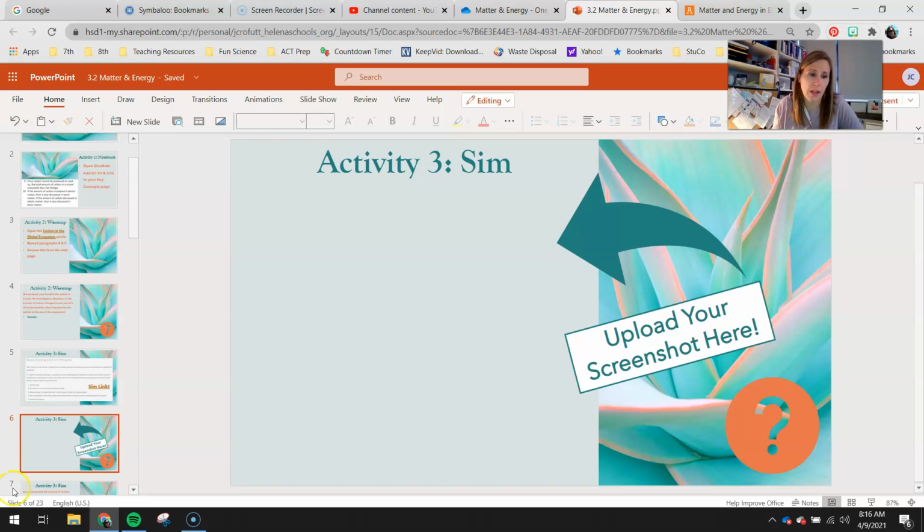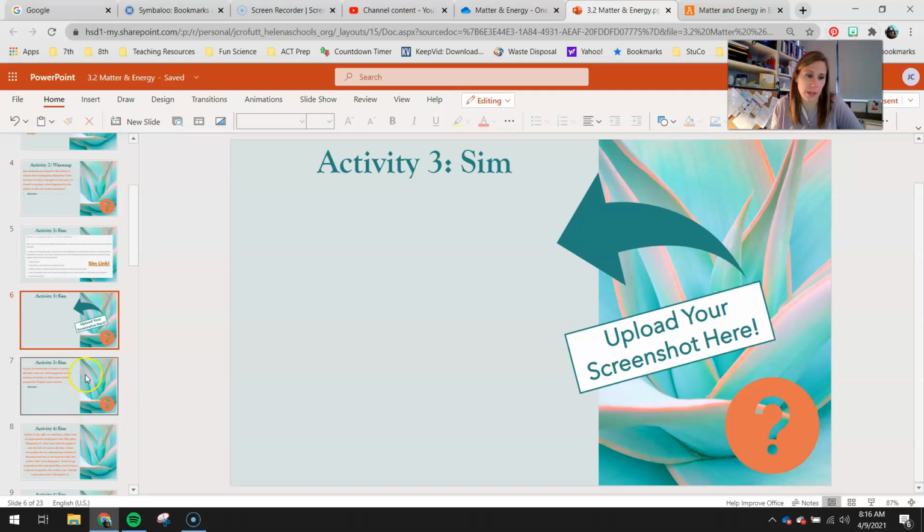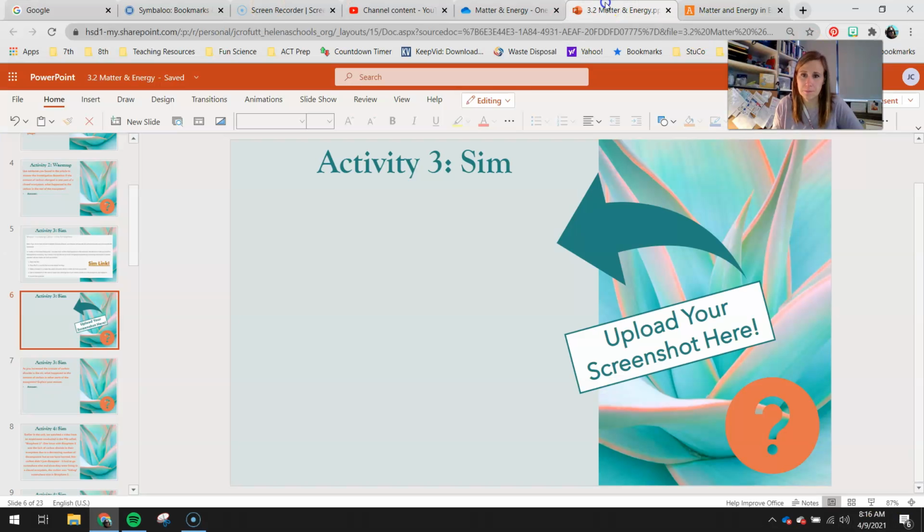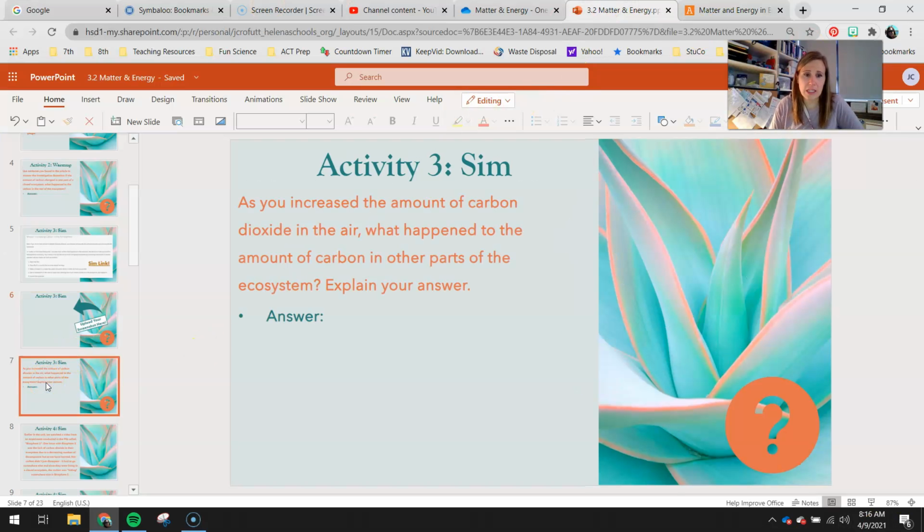So it's super simple. I can help you guys out if you are struggling with it. But you should have a picture of your guys' graph there. It just needs to be of this square. It doesn't need to be of your whole screen. Okay? All right, moving on.